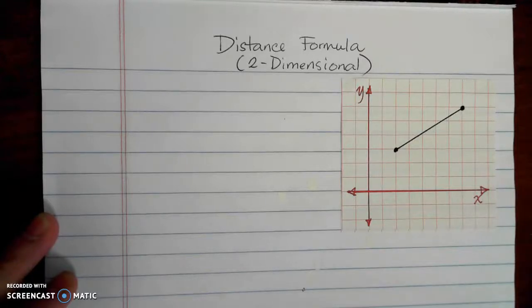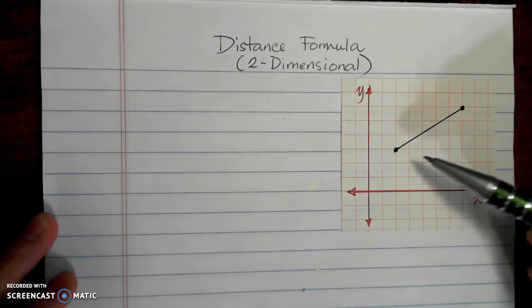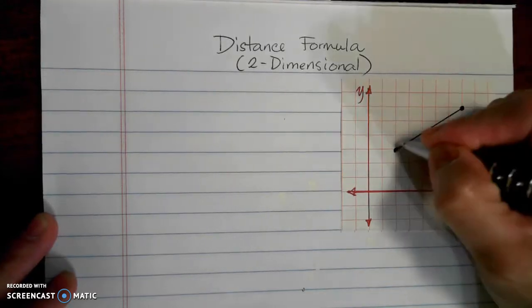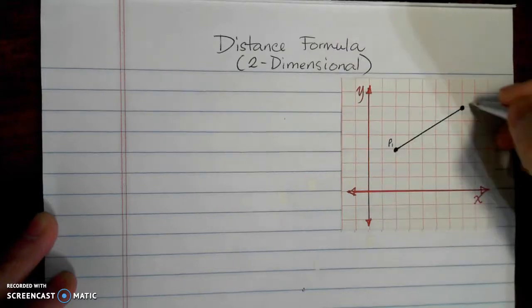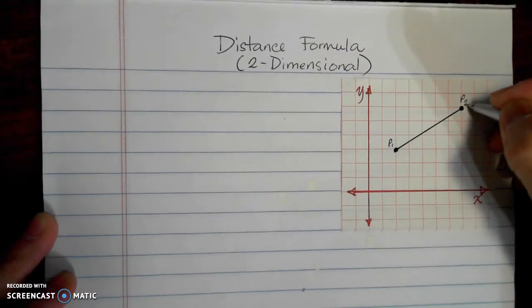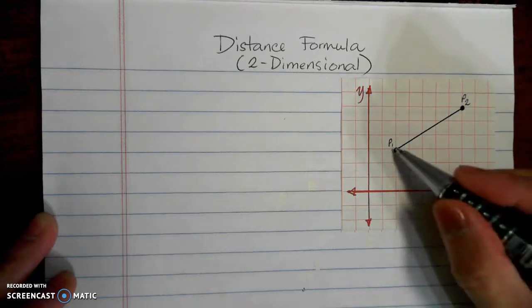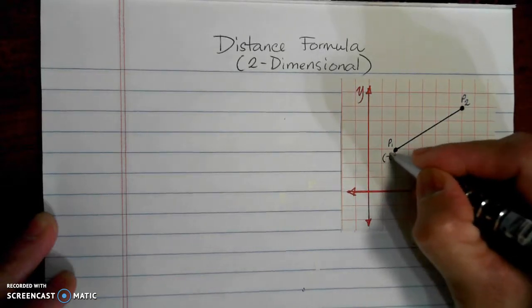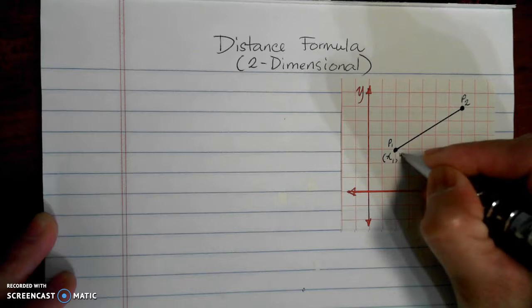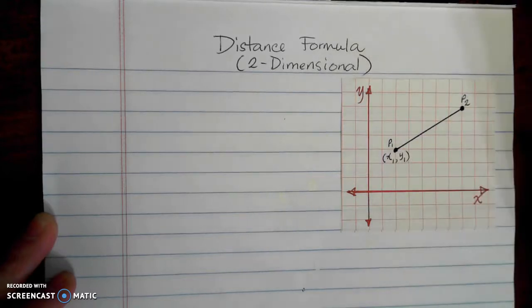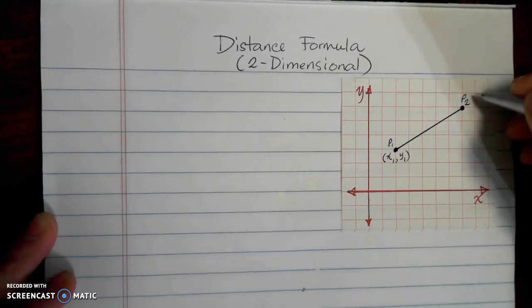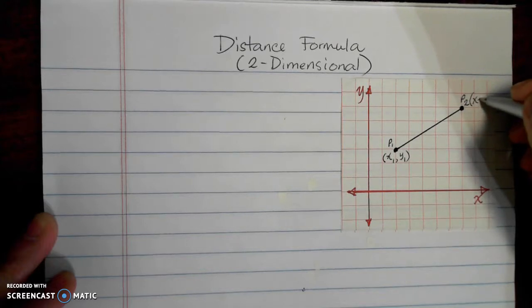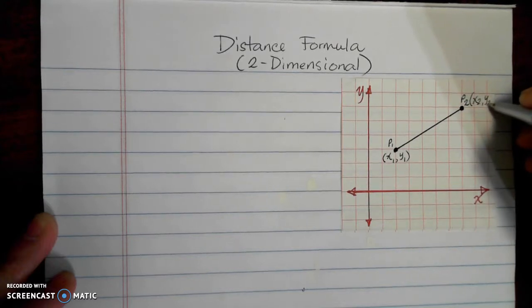Today we're going to discuss the distance formula in a two-dimensional coordinate system. So for example, these are your points. This will be called my point 1 and this will be called my point 2. Now since this is called point 1, my x is x sub 1 and my y is y sub 1. Same is true with this one, which is x sub 2, y sub 2.